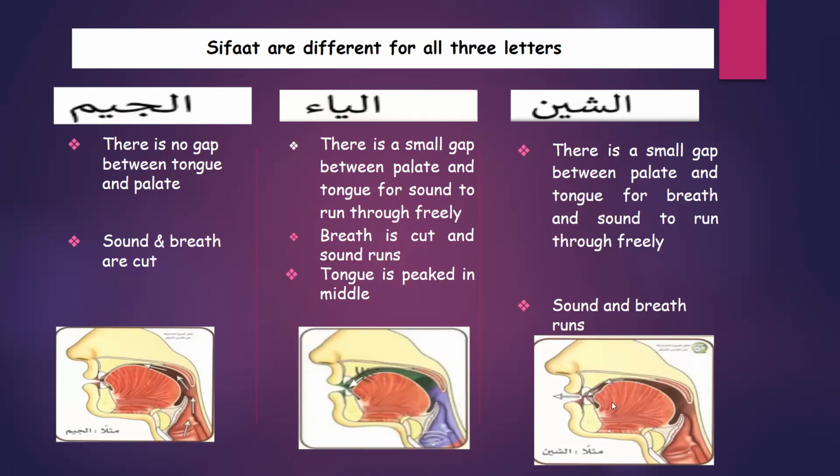Ash, ash, ash. If you compare the sheen and the ya, the sheen has both the breath and the sound running, but for the letter ya, it's only the sound that runs, not the breath. For the letter jim, the sound and the breath both get imprisoned. They get cut off when you try to say it with the sukun. These are the differences between these three letters with regards to their characteristics, even though they come from the same place.